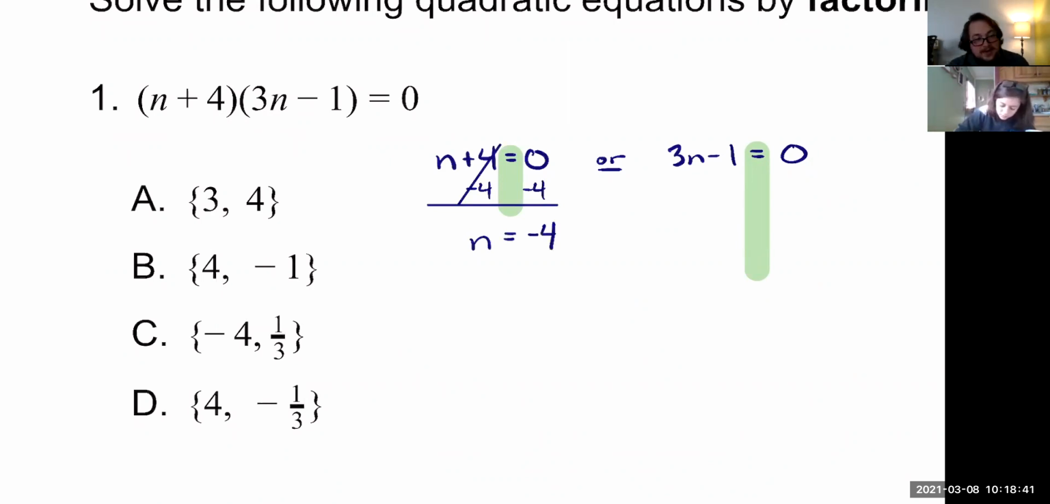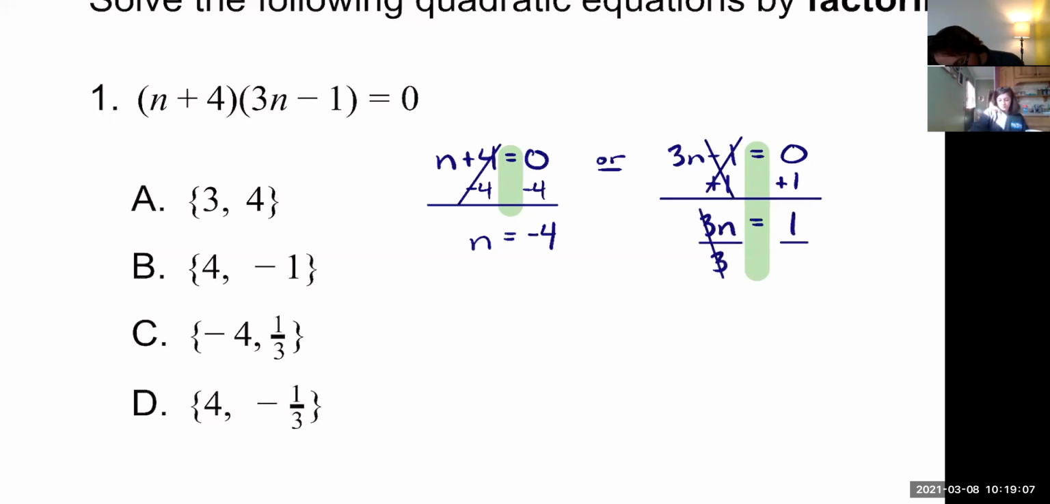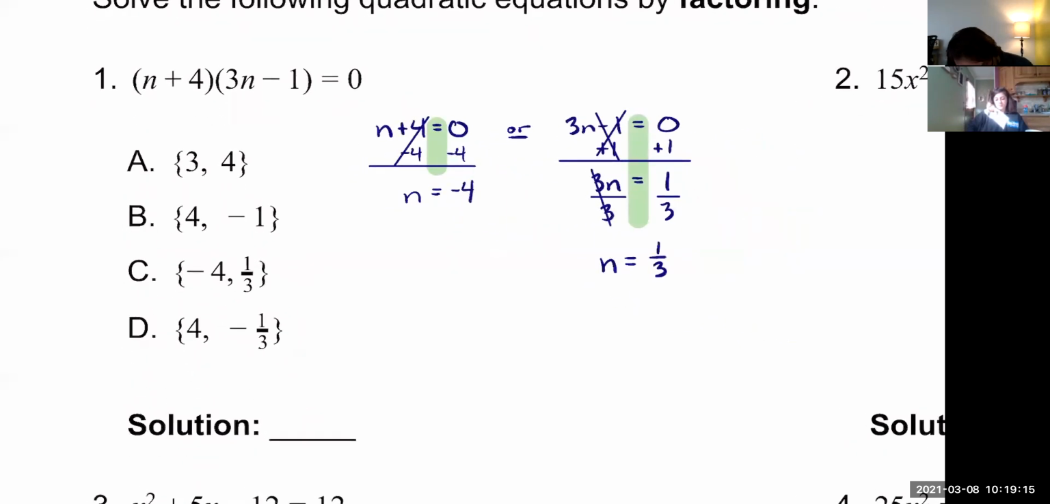And how would you solve the second one? Use the negative 1 first. Yep, so add that 1 to both sides. I get 3n equals 0 plus 1, which is just 1. Divide both sides by that 3. I get n equals 1/3. So my answers are negative 4 and 1/3. The only option there would be C.